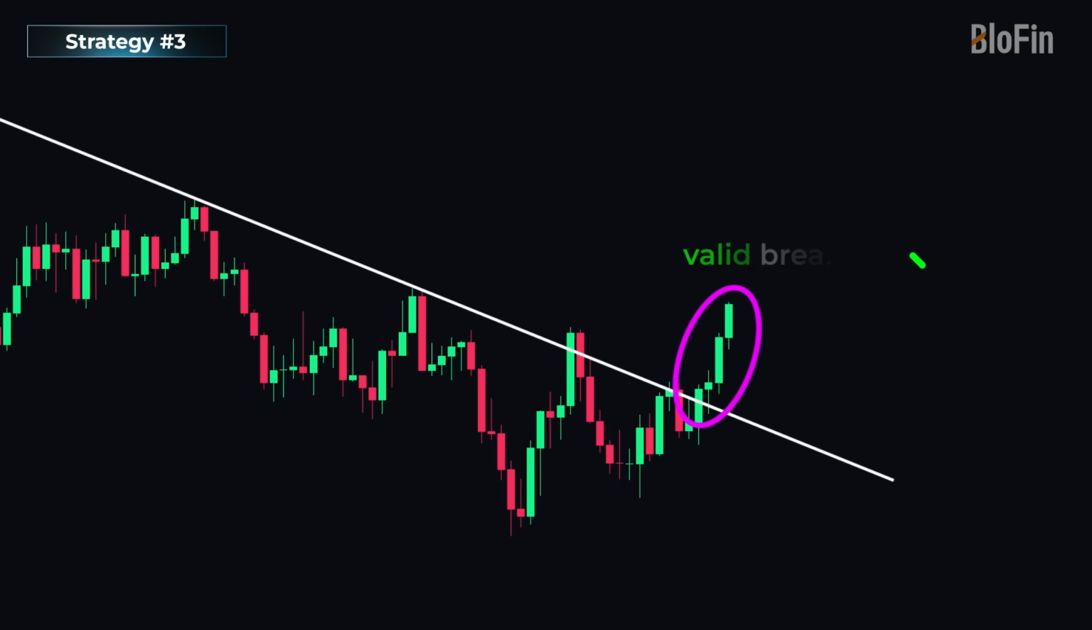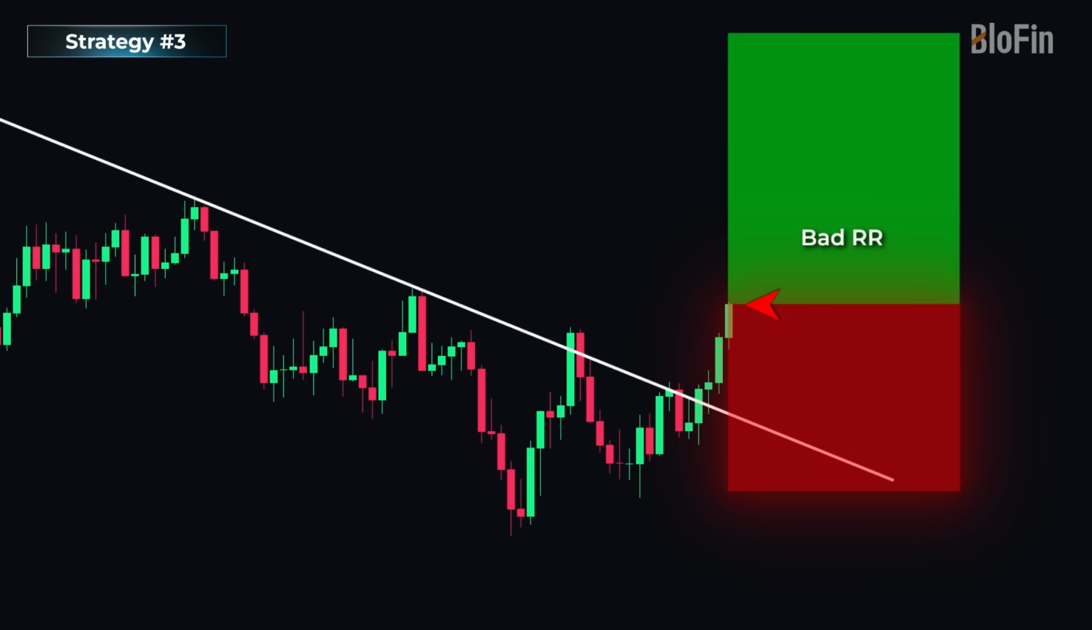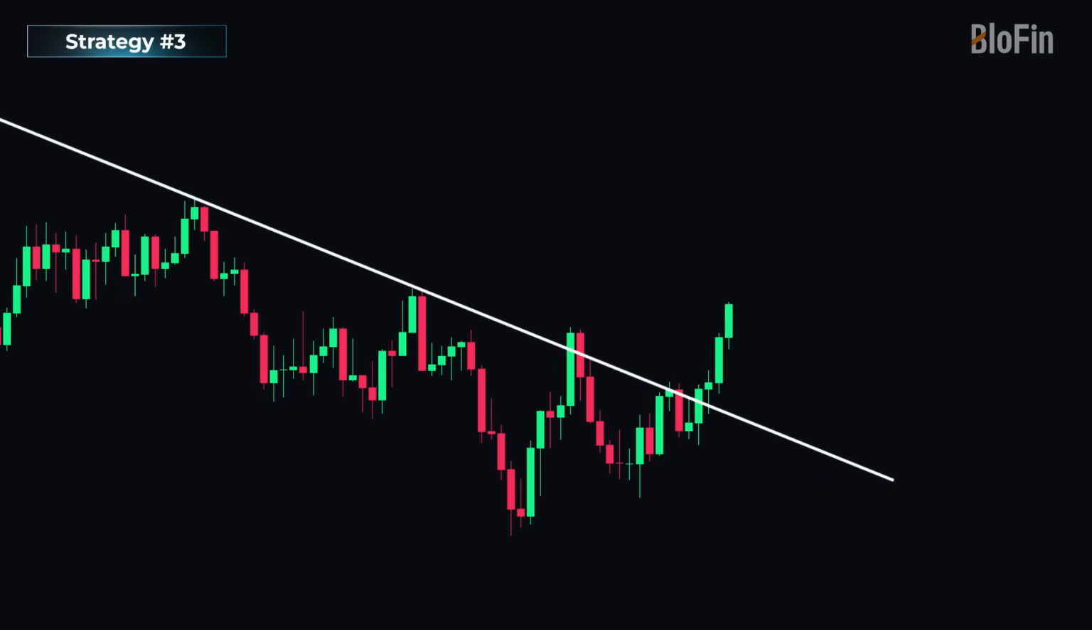Something like this. Once a valid breakout is identified, we can move on to the last step, which is entering the trade. For our entry, I don't recommend entering immediately after the breakout because at this point, price has already moved too far, which will give us a bad risk-to-reward ratio. So a trick that I use is to enter during the pullback after the breakout because what usually happens is, after price makes a sharp breakout, it will often make a slight pullback, retesting the trend line before continuing its direction. Once we get that pullback, we can enter a buy position.